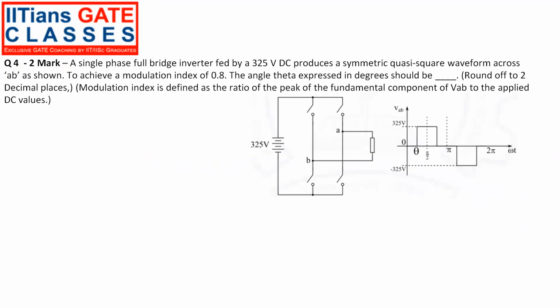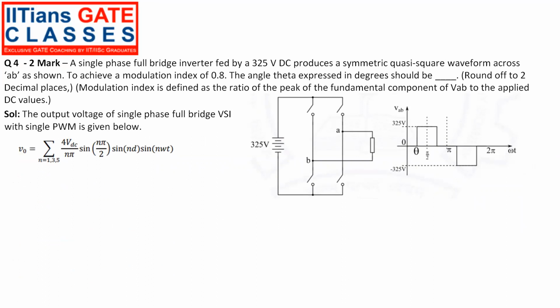Okay, so first of all, generally the output of a single phase full bridge VSI with single pulse width modulation is given by V0 equal to sigma n equal to 1, 3, 5. Since it is a symmetric waveform, there won't be any even harmonics. So 4 VDC by n pi sin n pi by 2 into sin nd into sin n omega t. Okay, so what is d? 2d is the pulse width, d is half of the pulse width. We'll have one more figure, in which you can see this clearly.